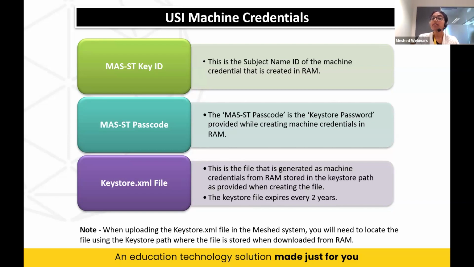One thing to keep in mind here is that the keystore file expires every 2 years from the creation date. And it needs to be created again using the same process by the principal authority or the authorized user in RAM to keep using the USI service in the system. There is no auto renewal of USI key store available in the mesh platform. So once the key store file expires, you will need to go to the RAM and do the steps again.